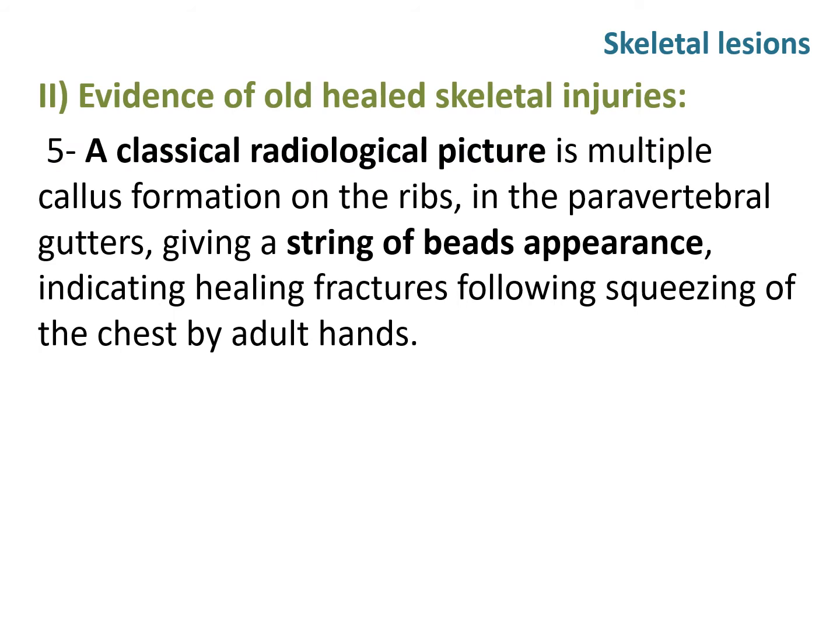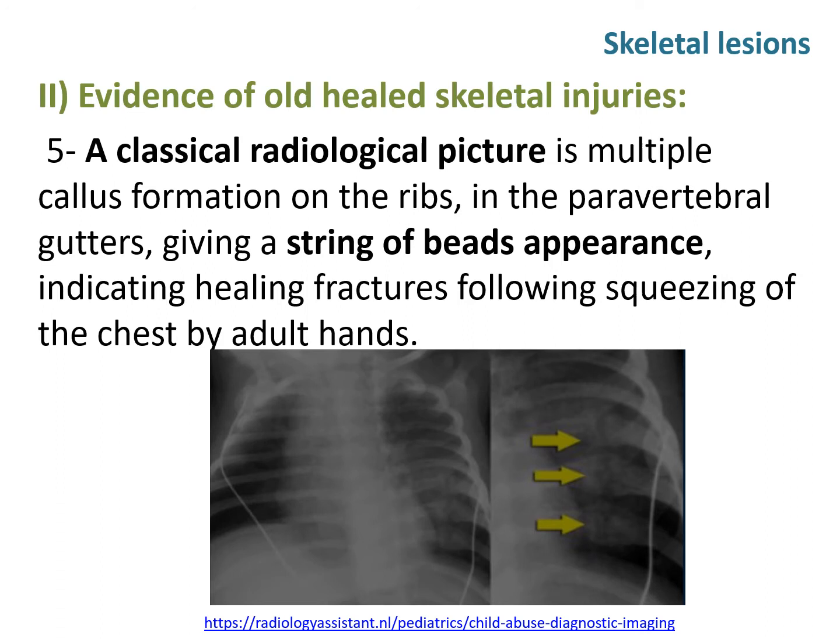The fifth type of evidence of healed skeletal fracture is a classical radiological sign. This classical radiological sign is known as the string of beads appearance. This occurs due to multiple callus formation on the ribs in the vertebral gutters. And as we said before, this occurs due to squeezing or compression of the chest cage of the child by an adult hand. This is the string of beads appearance, a classical radiological sign.